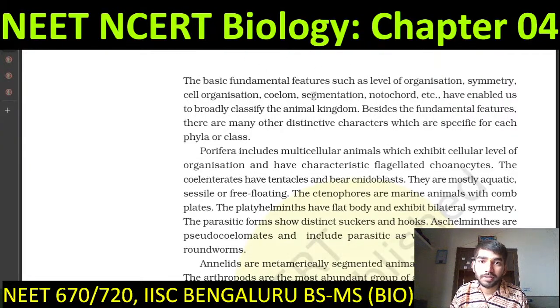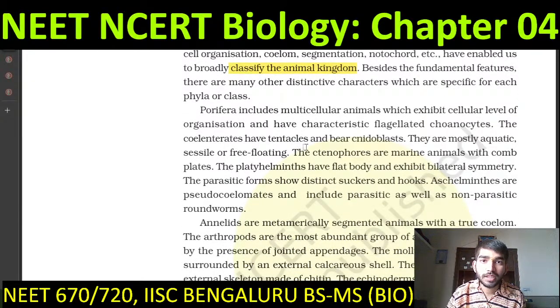I've also revised everything for you. So let's go through the summary quickly. Basic fundamental features, all this we have described to classify the animal kingdom. Besides the fundamental features, there are many other distinctive features specific to each phylum and class, which we saw in the table and also throughout the text.